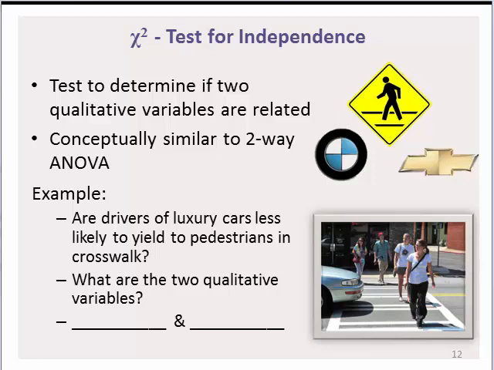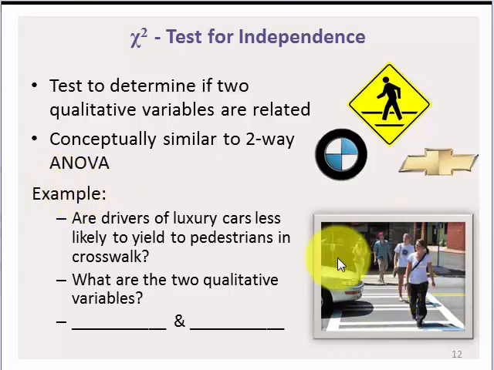All right. The second kind of chi-squared you can do is called the test for independence. You do this when you want to see if two qualitative variables are related to each other. So it's conceptually similar to a two-way ANOVA in that you have two different things and you're looking at if they interact in any kind of way. It's kind of like the way the two-way ANOVA looks for an interaction.